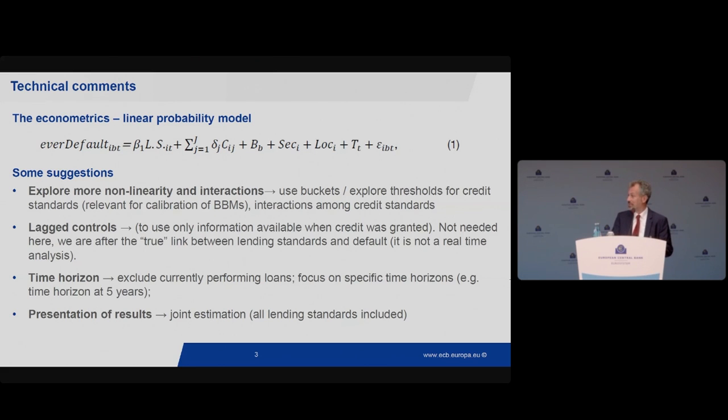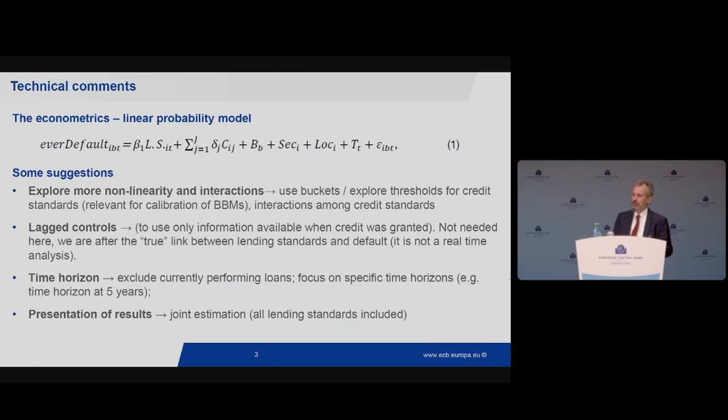The first one, maybe the authors will not agree, but I'm convinced that there must be some non-linearity in this data. I really expect that the relationship between credit standards and default is non-linear. Of course, they explore some non-linearity, especially a quadratic form, but I would try to use the buckets that they also use at the beginning in the regressions, or explore models with threshold effects. Why? Because the discussion of thresholds is very important for the calibration of borrower-based measures. And I would like to see a bit more on that to be convinced that there's really not much non-linearity in the data. I think some non-linearity is there, maybe not for all the categories, but for some categories you can see that there is something.